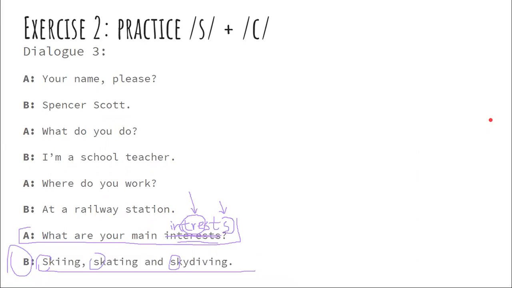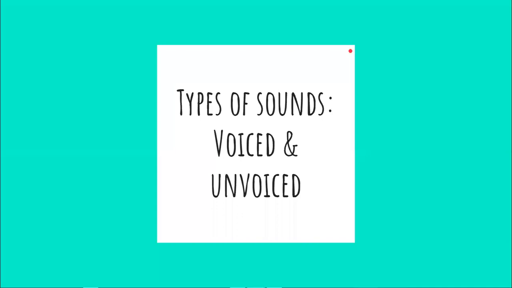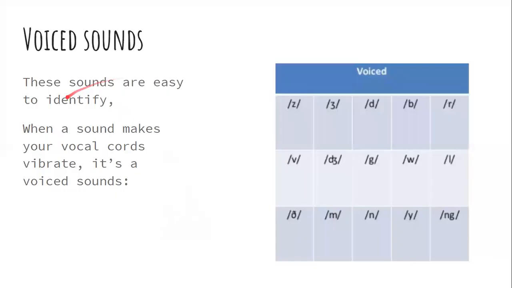Okay, so we're gonna drop the thing of the S, which is very important. And now we're gonna move to two sounds that we need to have clear because we're gonna use them. And these are voiced and unvoiced sounds. What is that? It's very simple. When we talk about voiced sounds, it's very easy to identify them because when you make them, your vocal cords vibrate, okay?